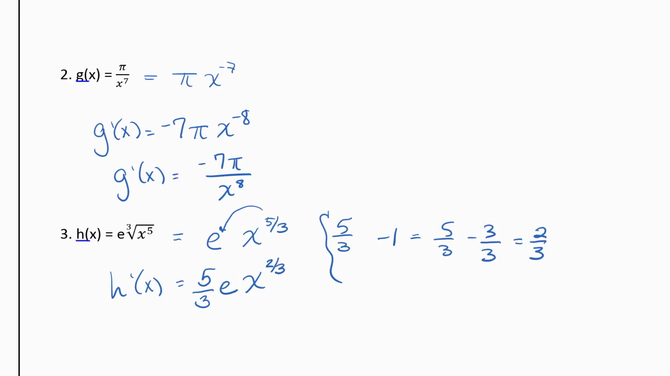Okay, and writing that in most proper form, we have 5/3 e, and then the numerator is the power that you put on x, and the denominator is the root that you're taking. So here our derivative would be 5/3 e times the cube root of x squared.